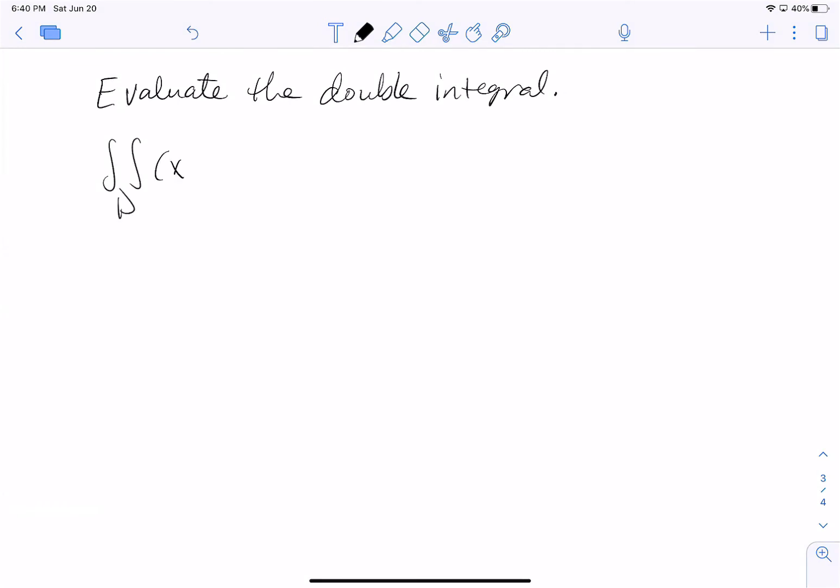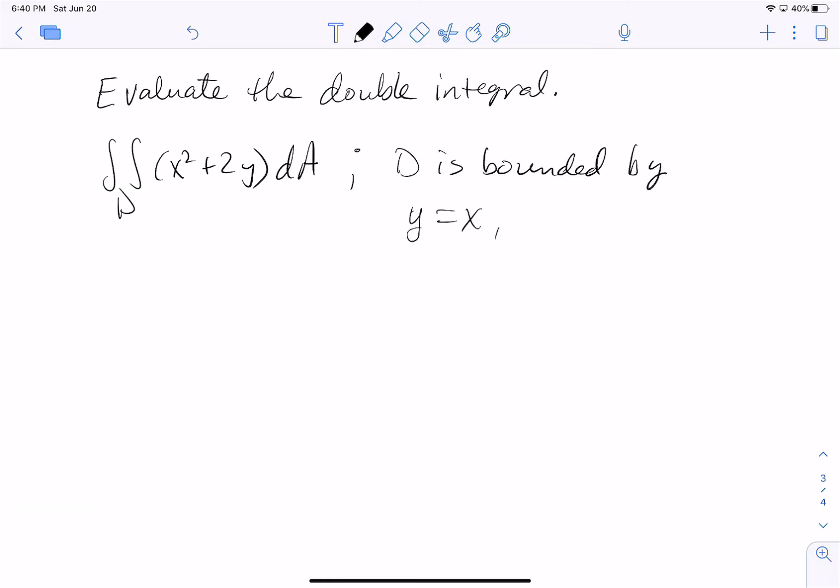Let's do another one. Evaluate the double integral over the region D of x squared plus 2y dA, where D is bounded by y equals x cubed, y equals x, and we have that x is greater than or equal to 0. I do recommend, if at all possible, sketching a graph of the region D when we're setting this up. We need to figure out what our limits are on x and y.